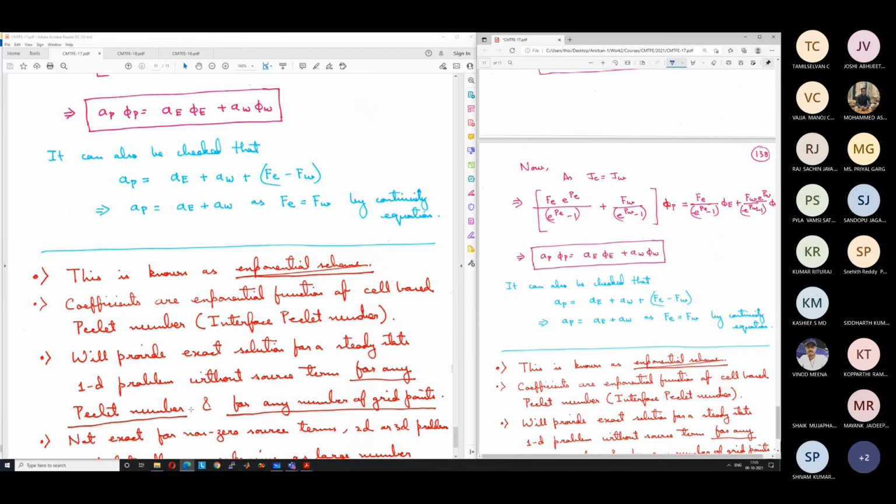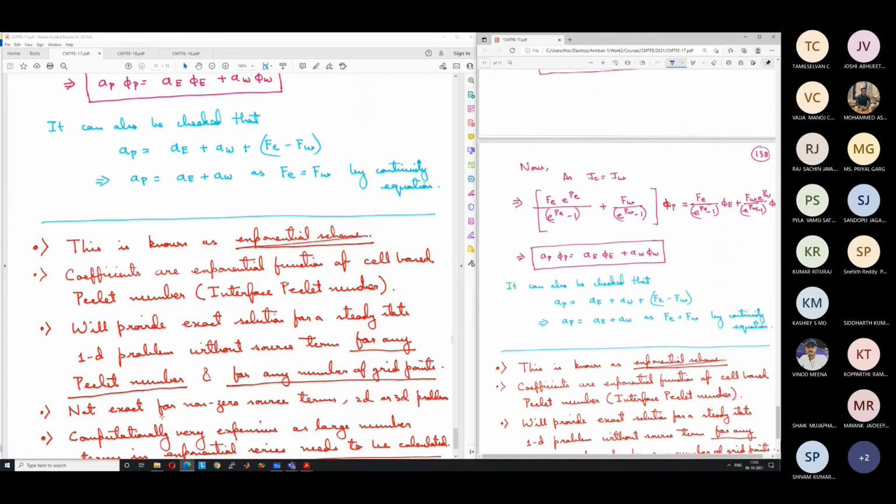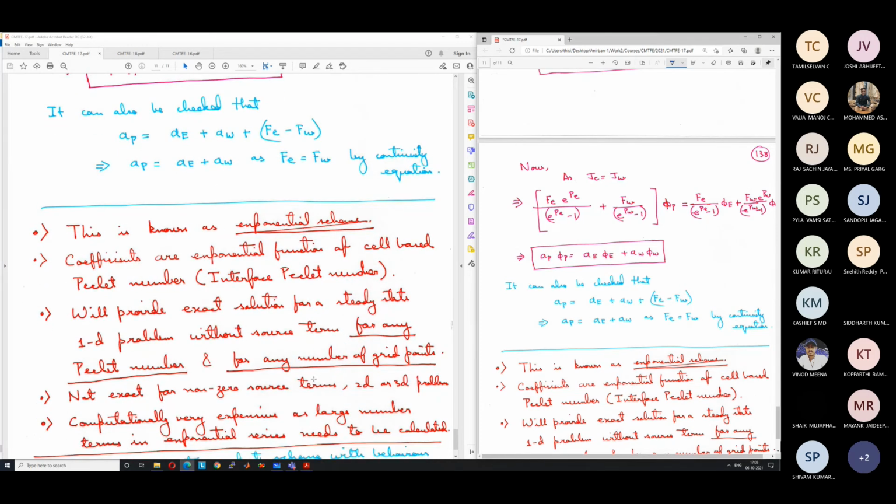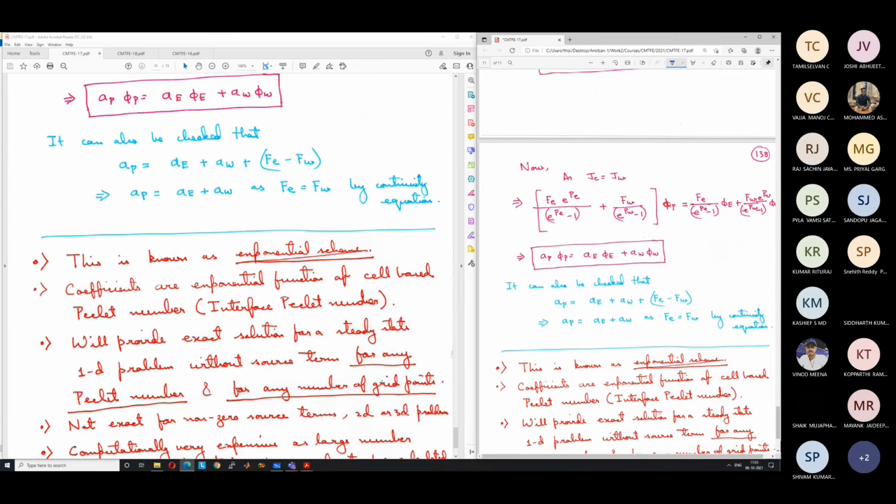However, the solution will not be exact, obviously, if the problem is more complex, because we have derived it based on a 1D convective diffusion problem. If there is a source term, or an unsteady term, or it's a 2D or 3D problem, the solution will not be exact, but the solution will be quite accurate. Okay, although it is not exact, it will give a much more accurate solution as compared to the previous schemes. So this is the advantage of the exponential scheme.